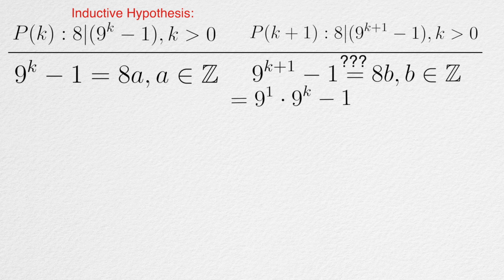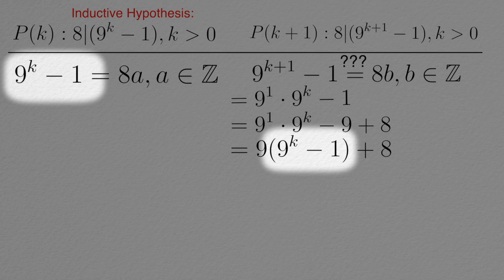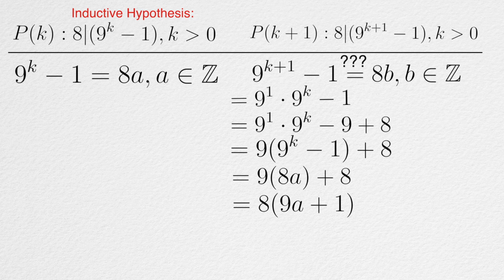When we break up the second term, negative 1, into negative 9 plus 8, we can go ahead and factor out a 9. So now it is easy to see that we can use the equation we derived from P(k) in the equation that we want to prove for P(k+1) by just plugging in 8a. Our final goal is to show that this second equation can be written as 8 times some integer, and if we proceed to factor out an 8, we get 8 times (9a + 1).